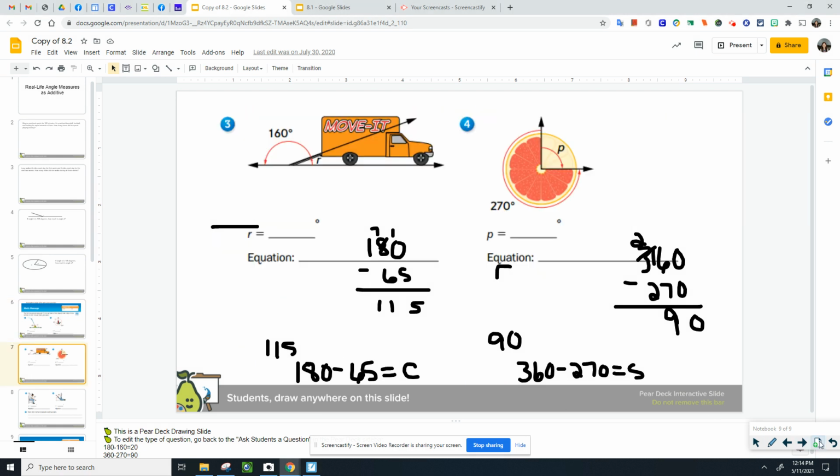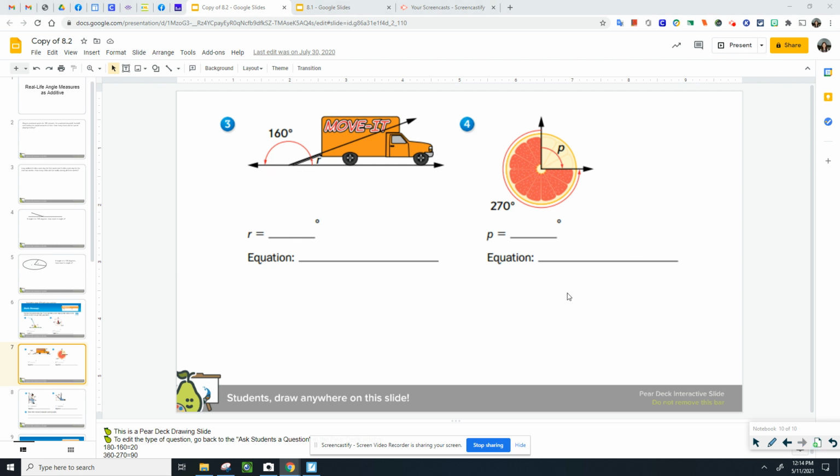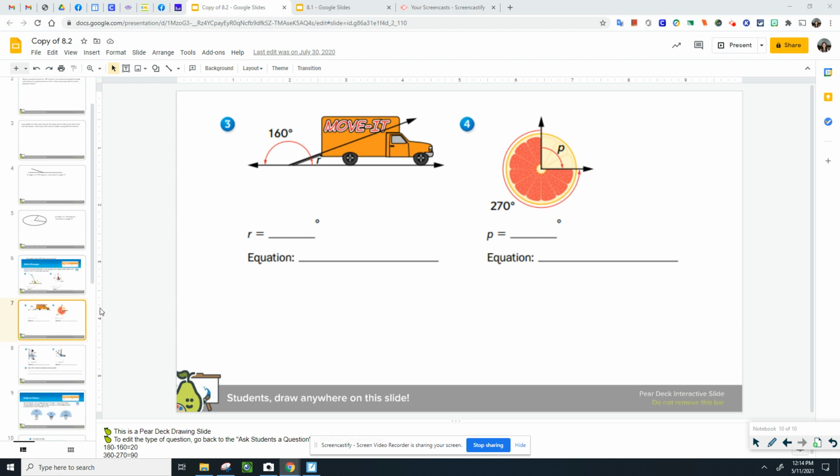So over here on these pages, you are going to have a couple of problems to do as well. You're going to be looking at a straight angle here and a circle for 360 degrees here. So keep that in mind as you try some of these problems today, okay?